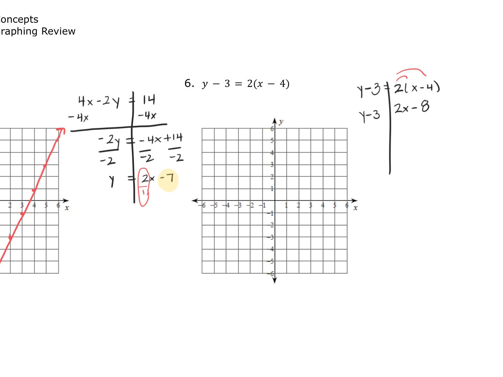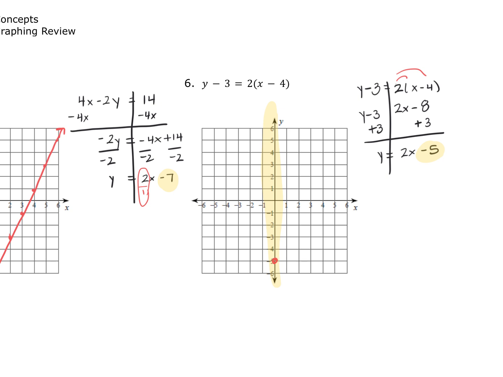I want that y all by itself, so I'm going to add a 3 on my left side. That takes care of my 3 on my left side. When I add it to my right, it has to be added to that 8 because it doesn't have an x on it. It's our constant. So I'm going to say y equals 2x, and that's going to be a minus 5. Now that y is all by itself, I can go ahead and take this negative 5. That's where I'm going to plot it right here. So my first dot goes on negative 5.